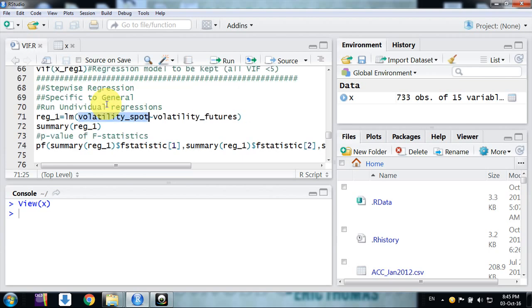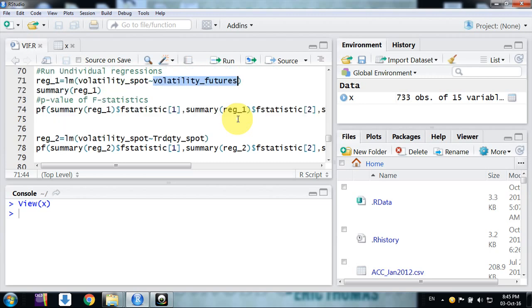In specific to general, we start by assuming that only one variable could explain our dependent variable. Here I have three independent variables, so I would run three regressions where the dependent is the same variable but the independent changes. Each independent variable, only one I put at once. Let's see. In regression 1, the dependent variable is volatility of the spot and the independent is volatility of futures.